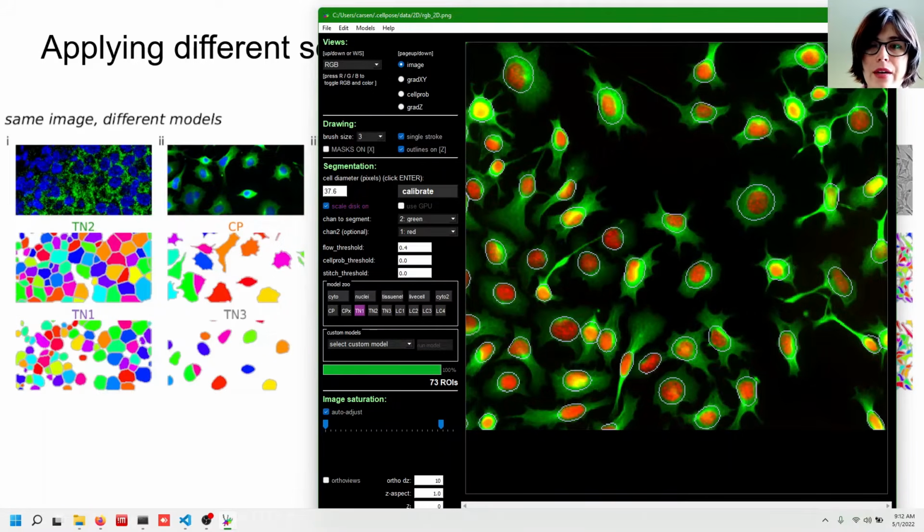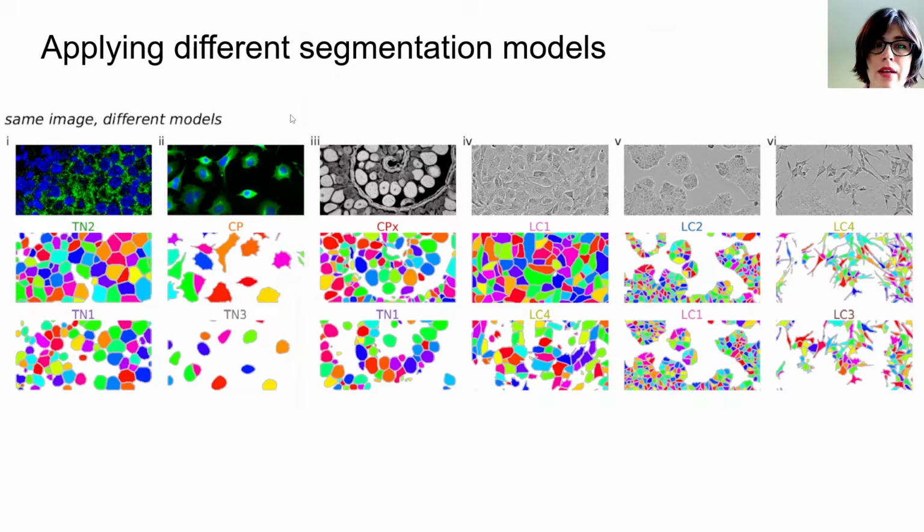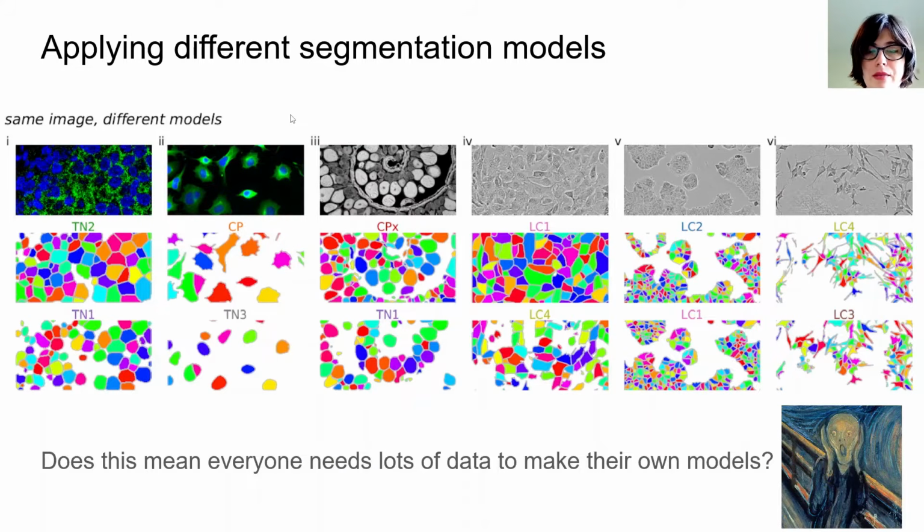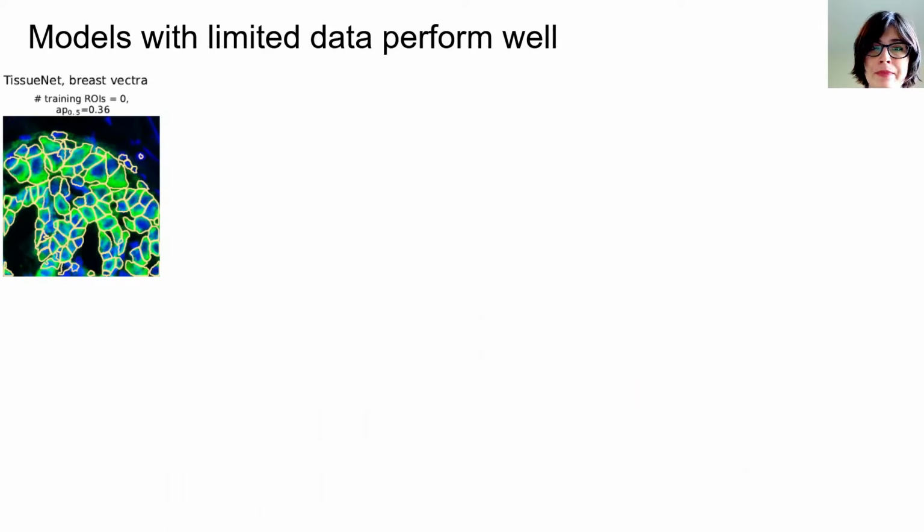And so now we have all of these models. Does this mean that for every single biologist, for every problem, we're going to have to make all of these different models? And do we need lots of data? The TissueNet dataset and the live cell dataset were hundreds and thousands of cells. So we have this concern that maybe everyone needs lots of data to make their own models, to have their own little buttons inside Cellpose. But we don't think that's the case.